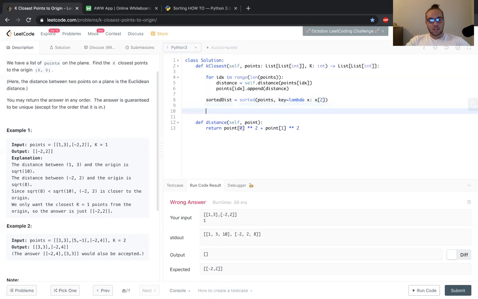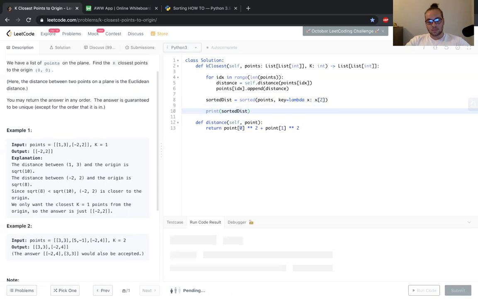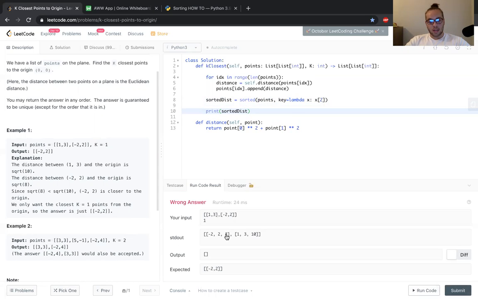All right, now let's see how this turns out. We're going to print sorted dist. Cool. So now it is sorted. Before the order was flipped, right? We had 1, 3, 10, and then -2, 2, 8. Now it's sorted with respect to the thing at the third and at the second index for each array, right?